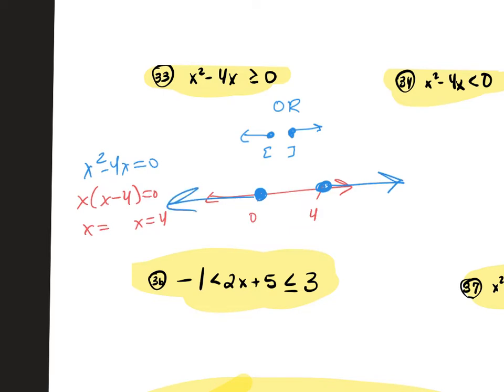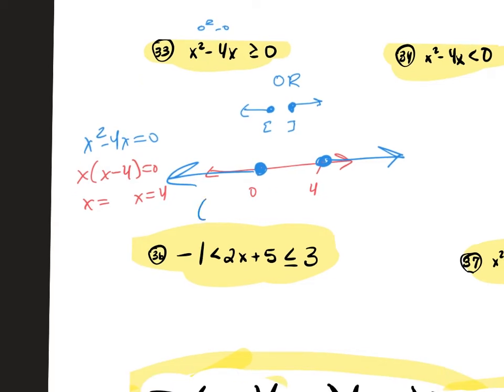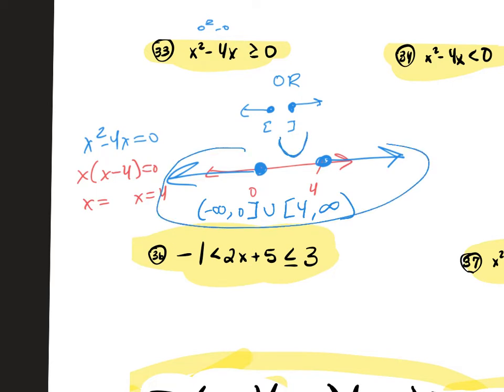Now, if I use 0, should it work? Yes or no? Yes, because it's included. So when I plug in 0 here, 0 squared minus 0, is that greater than or equal to 0? Yes. So your interval notation from left to right would be negative infinity to 0, bracket, union, bracket, 4 to infinity. Our union goes where the gap is. So that would be our solution.